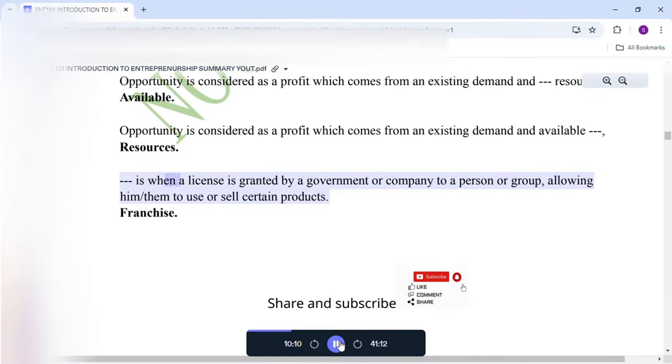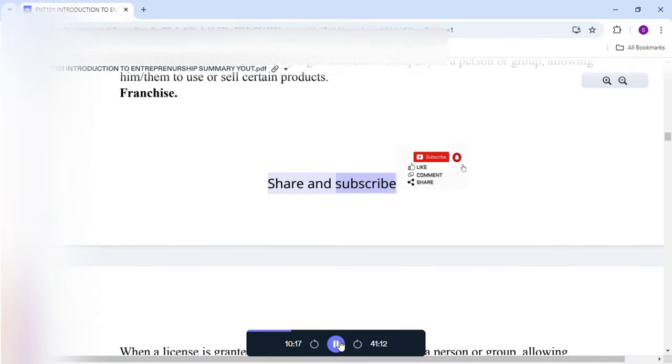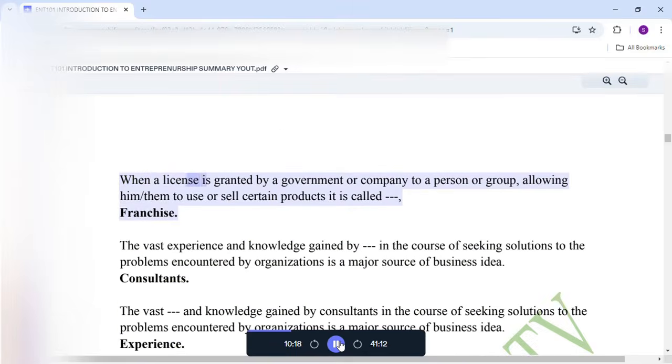When a license is granted by a government or company to a person or group, allowing him or them to use or sell certain products, it is called a franchise.